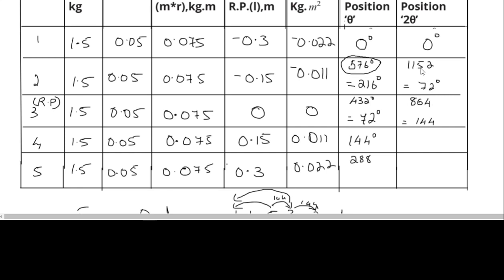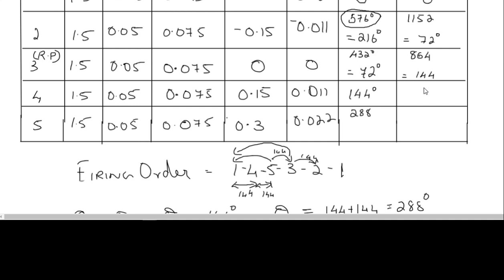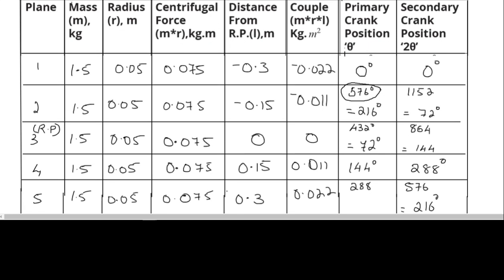Similarly here, 1152 divided by 360, the remainder will be 72. And next one is 288 degree, and last one will be 576 degree. 288 times 2, that is 576. Again 576 divided by 360, the remainder will be 216 degree. So this is the table.